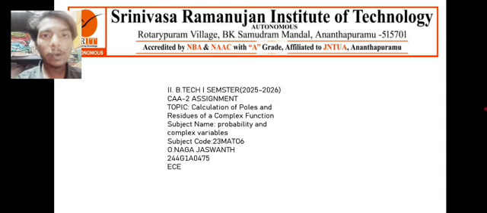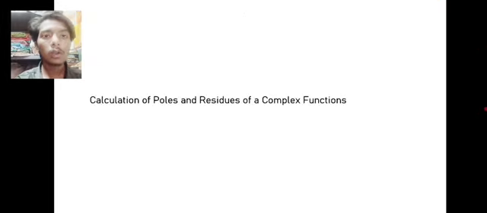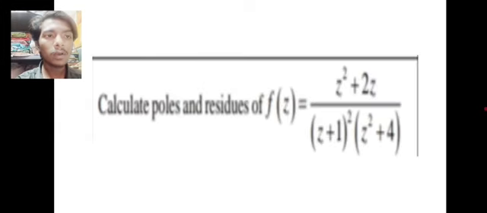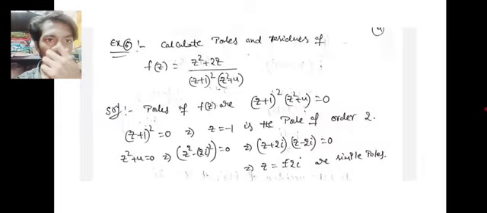In today's class I would like to discuss the calculation of poles and residues of a complex function in the course of probability and complex variables. So the topic is the calculation of poles and the residues of a complex function. We take one example problem, that is f of z equals z square plus 2z by (z plus 1) whole square into (z square plus 4). So here is the solution for the example problem.